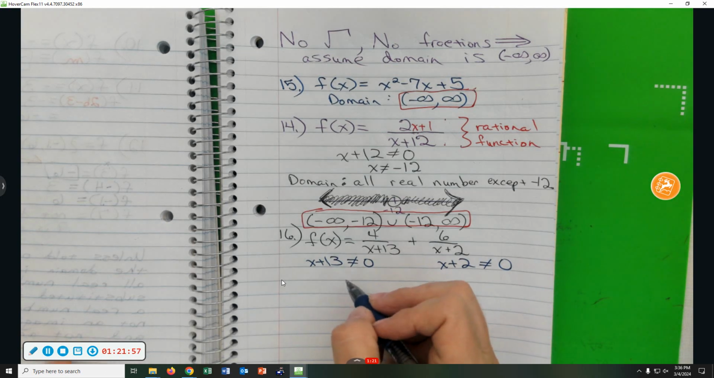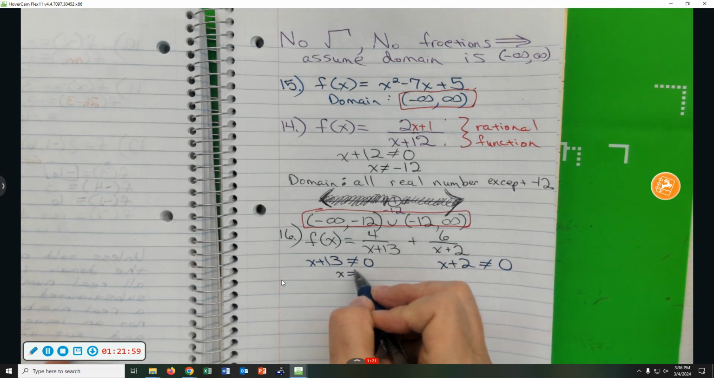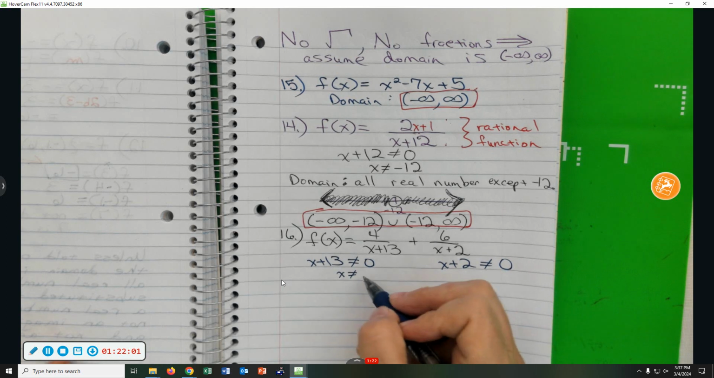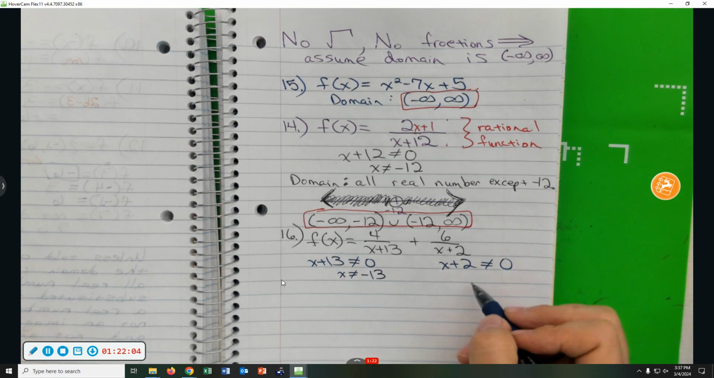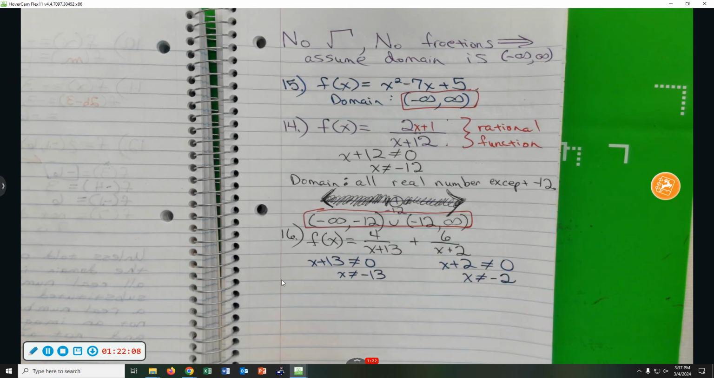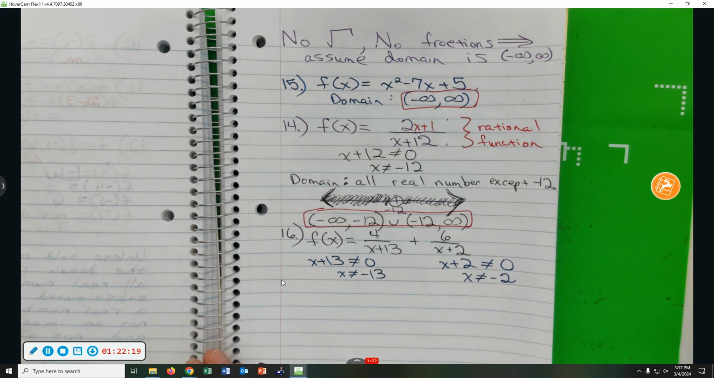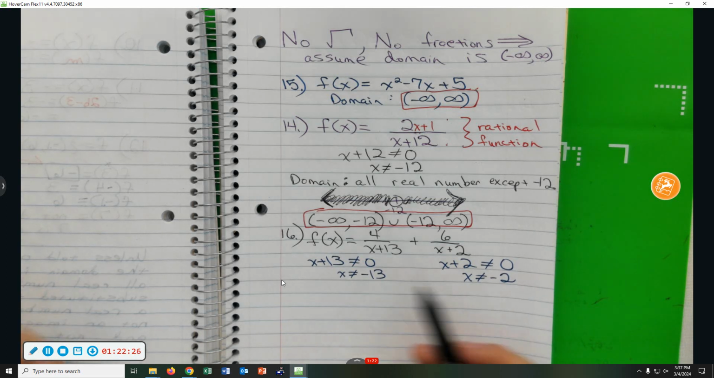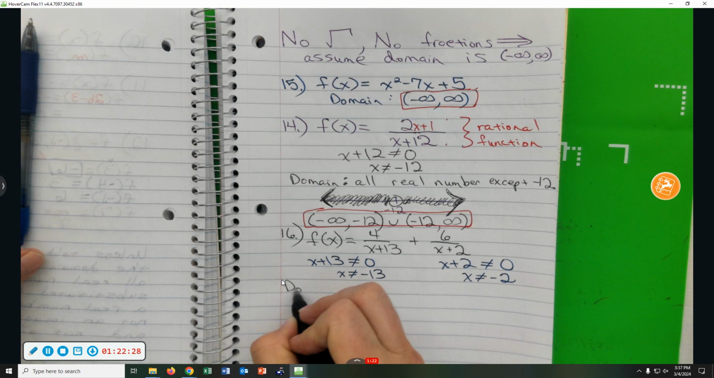So that means this first one, x cannot equal negative 13. The second one, x can't equal negative 2. So could x equal 50? Could you use 50? Yes. Could you use 50 million? Yes. What are the only two numbers you cannot plug in for x on number 16? Negative 13 and negative 2. So the domain is all real numbers except for negative 13 or negative 2.